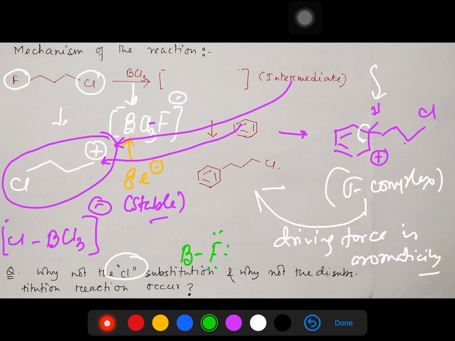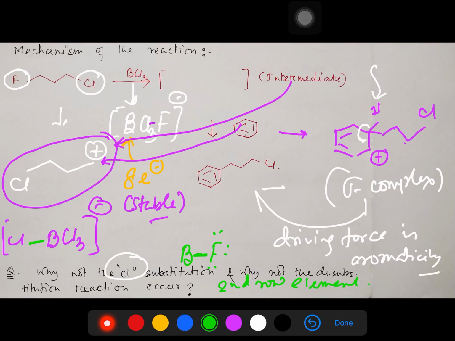And second, the bond strength of boron fluorine is stronger because they both belong to the second row elements. So their orbital overlap is better compared to the BCl bond. That's why this bond is more stable. So that is the reason this breaks, although the carbon fluorine bond is relatively stronger than the carbon chlorine bond.